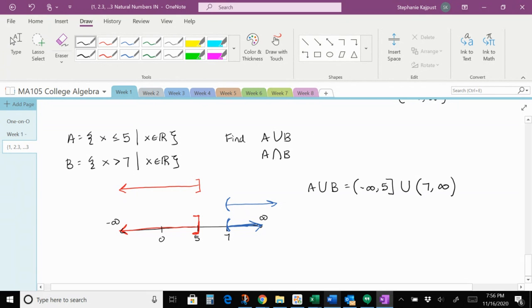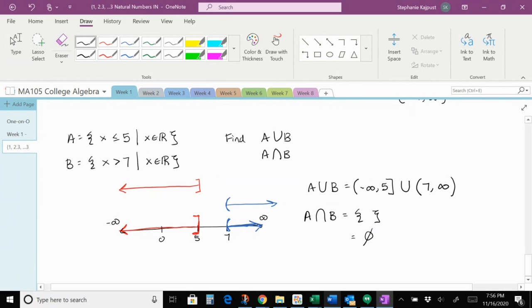Now, if you were looking for the intersection, it is the overlap. And if you're looking at my graphs here, there's no overlap between either of these two sections. You can see that even on the union picture that I drew, there's no overlap. So the intersection would be no solution, or basically the empty set, because there is no overlap.